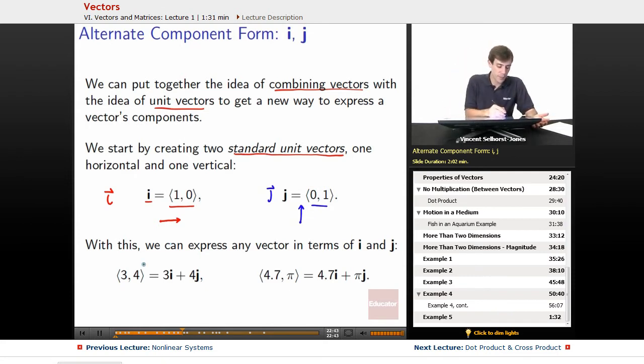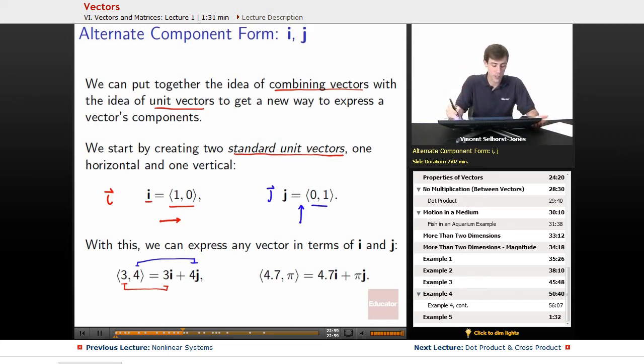So 3, our first component, matches up with the i, because that is just our way of saying horizontal, since our first component is our horizontal. And then our 4 matches up with the 4j, because that's the same thing as saying 4 vertical, or 4 units worth of vertical.